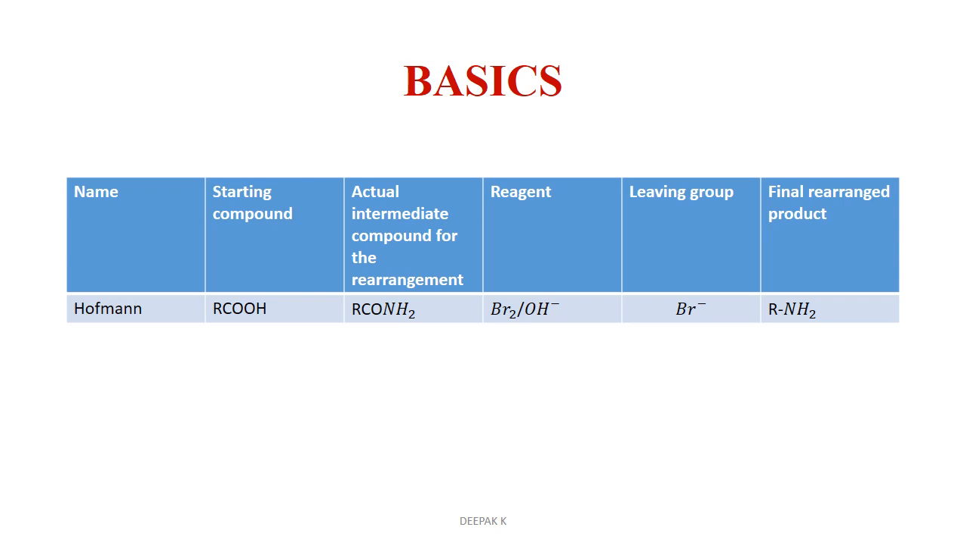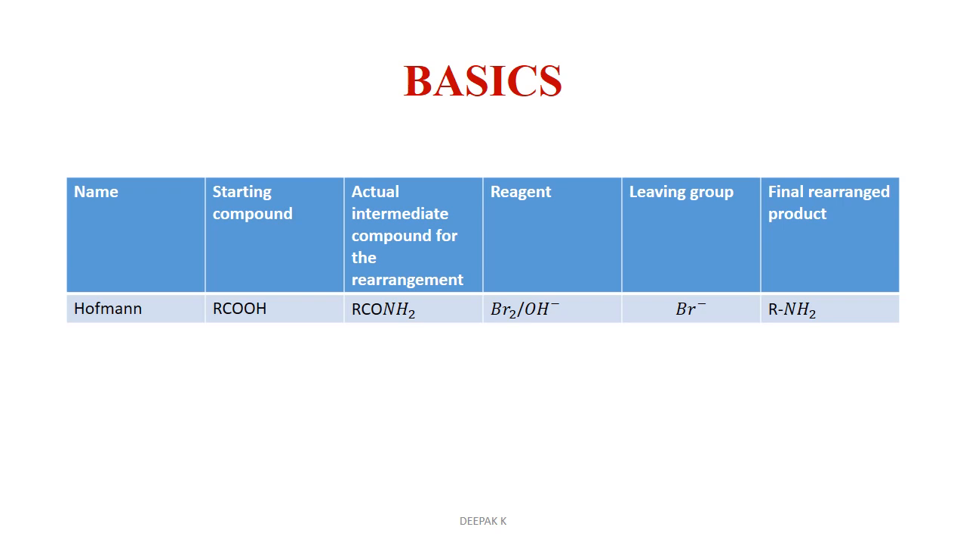But the Hofmann rearrangement starts from RCONH2, that is an amide. We all know how to convert acid to amide, that we will see also. And the reagent is bromine in presence of an alkali. The leaving group is bromine. The final product is RNH2. So upon this reaction, RCONH2 is converted to RNH2, right, in presence of bromine and alkali.